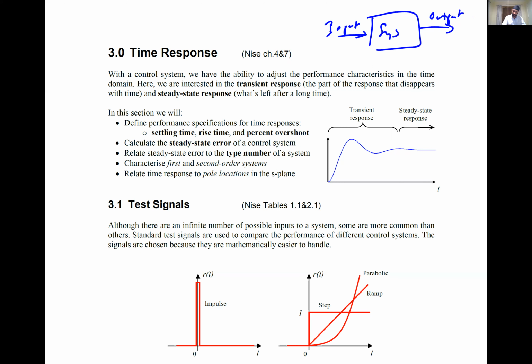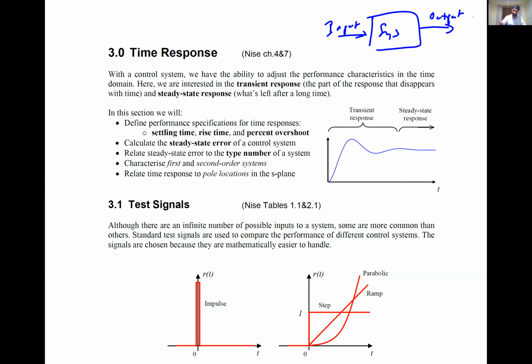We want to be able to relate the steady state error to the characteristics of the system model, which is the type number, which we will look at later on in the subsequent lectures. We want to analytically understand this for a variety of simple systems like first order and second order systems. First order and second order systems are when the transfer function has the highest power of s as 1 or 2 respectively in the denominator.